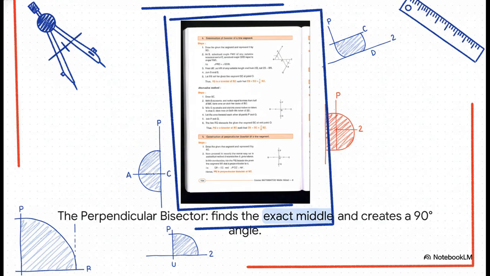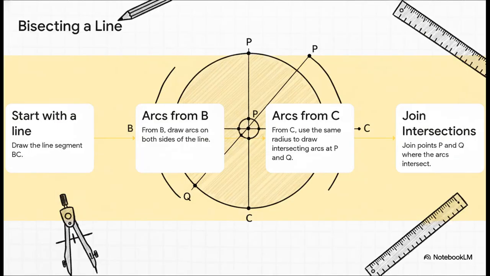This is the perpendicular bisector, and it does two incredible jobs at once. It finds the exact midpoint of any line segment, and it draws a line through it at a perfect 90-degree angle. It's a real workhorse. The logic here is just so satisfying. By drawing those big arcs from both ends of the line, the 2 points where they cross, P and Q, are guaranteed to be the exact same distance from both B and C. And a line drawn through those 2 points, well, it has to be the line of perfect symmetry.